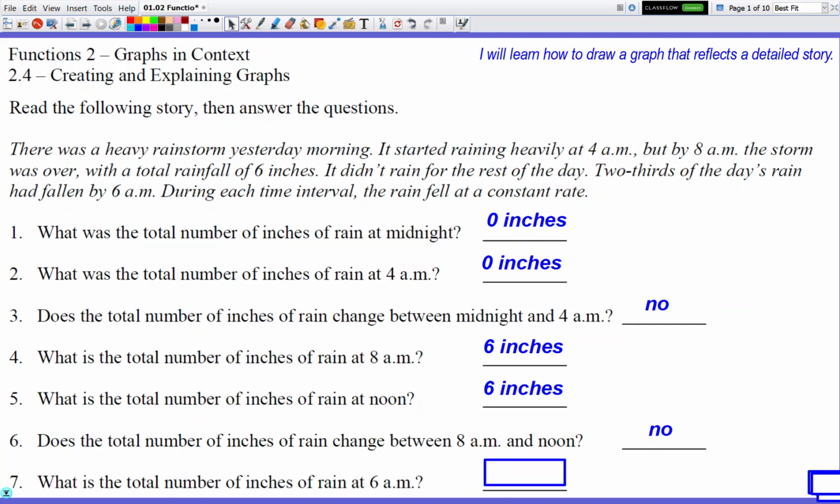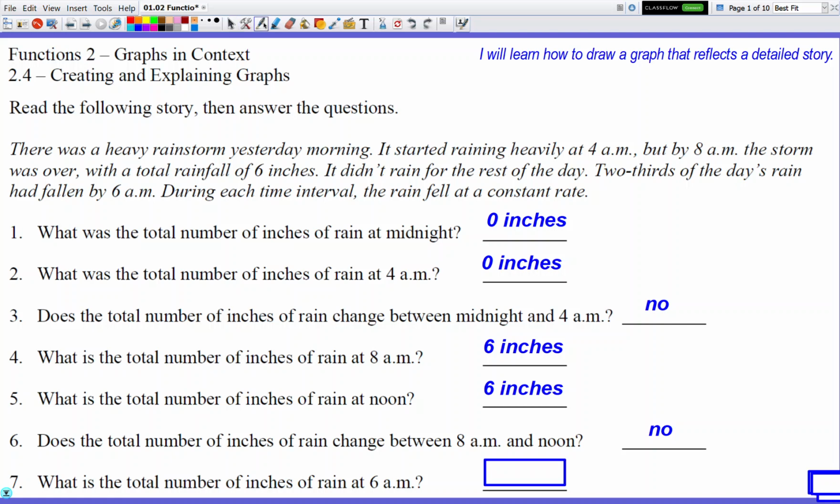What is the total number of inches of rain at 6 a.m.? Okay, that's going to get a little tricky. So let's read on the story. 2/3 of the day's rain had fallen by 6 a.m. Okay, 2/3 of the day's rain. So the day's rain, I'm assuming, corresponds to 6 inches of rain, and 2/3 of it had fallen by 6 a.m. So we might have to do some math here.